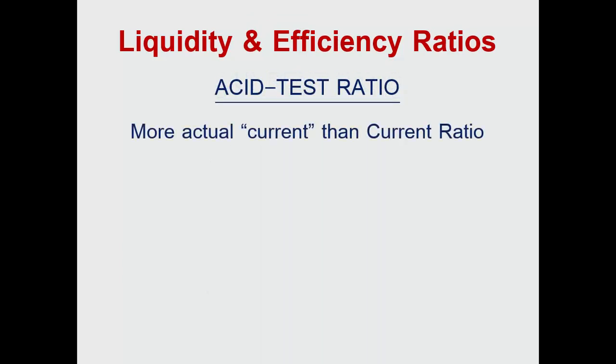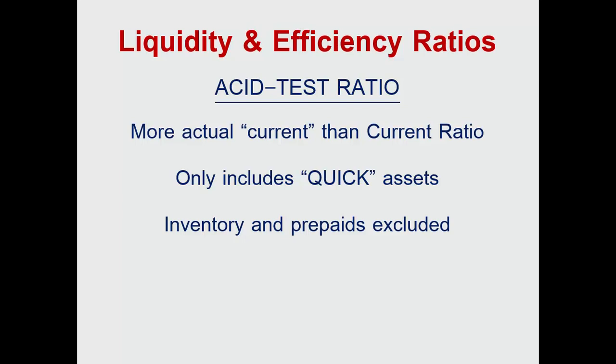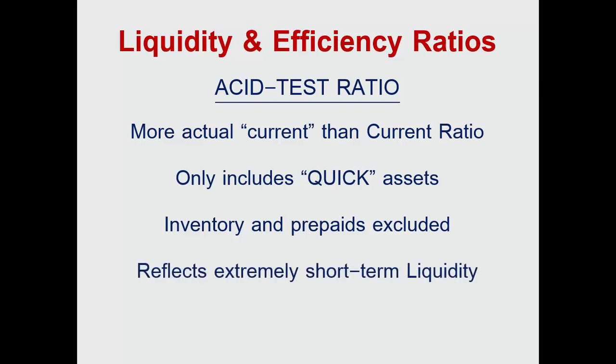The acid test, similar to the current, only it excludes some of the assets. It excludes inventory and prepaids, reflects extremely short-term liquidity because you think if you're strapped for cash, you may not be able to turn that inventory into cash very quickly.